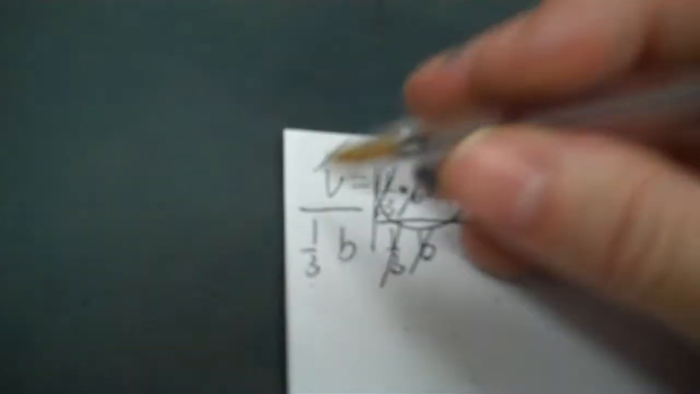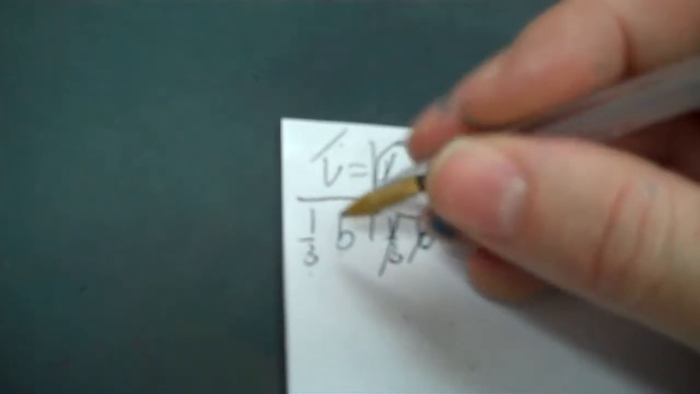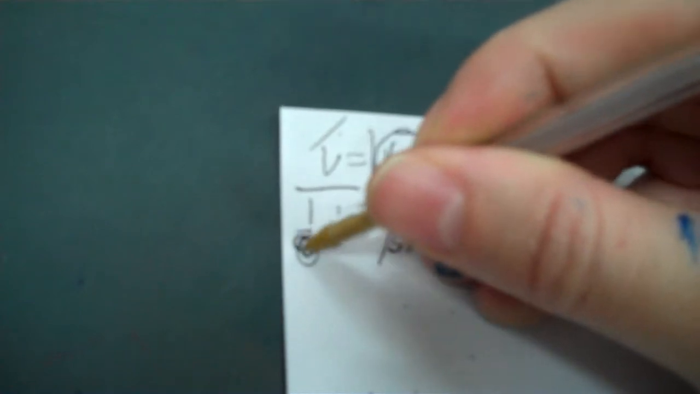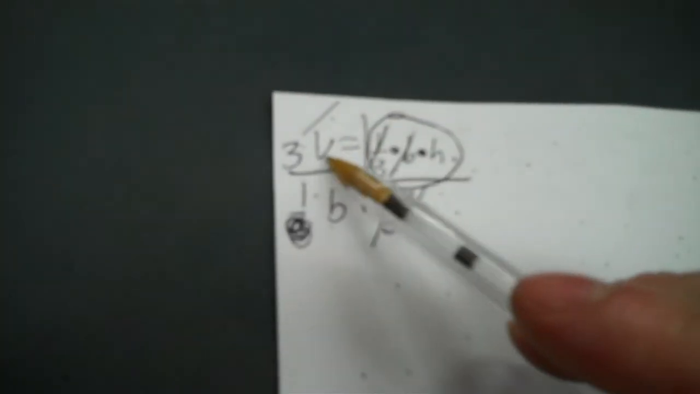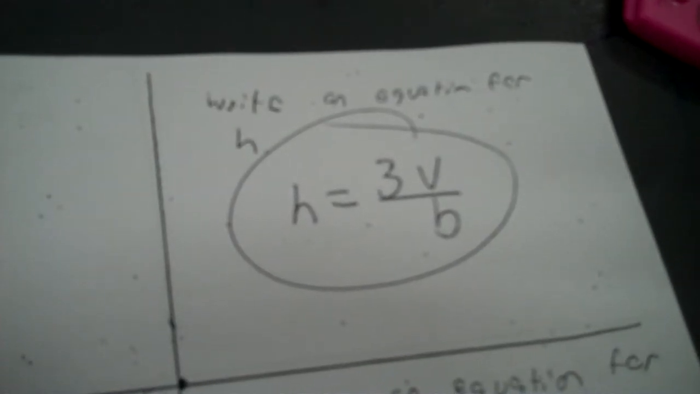Well, here's what you're going to do. When you have a fraction on the bottom, you're going to get rid of the bottom and bring that number to the top. Okay? And over here, I'm going to take 3 divided by 1, which is 3. So you're going to put 3 on top, because 3 divided by 1 is 3. And you're going to put V on top and B on bottom, because you don't know what V and B are. Okay? And that's your answer. H equals 3 times V divided by B, whatever numbers V would be and B would be.